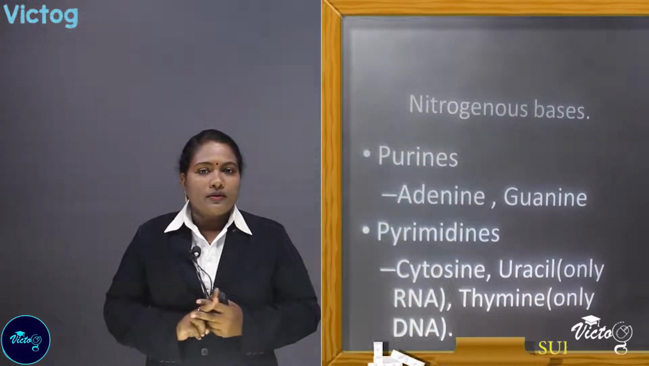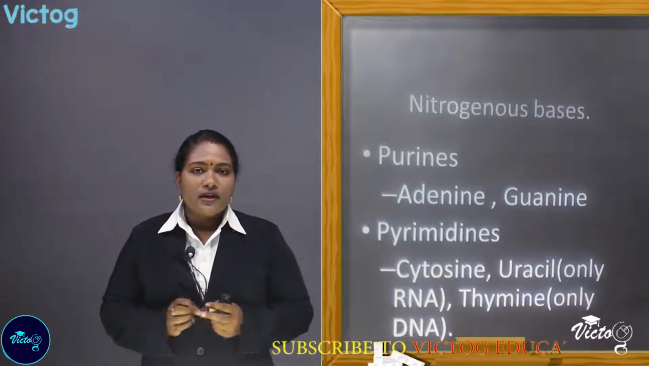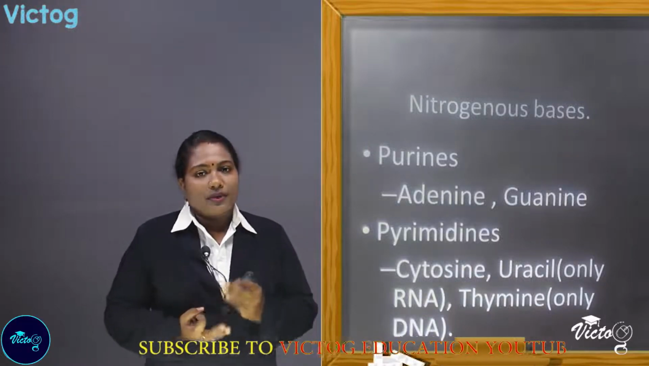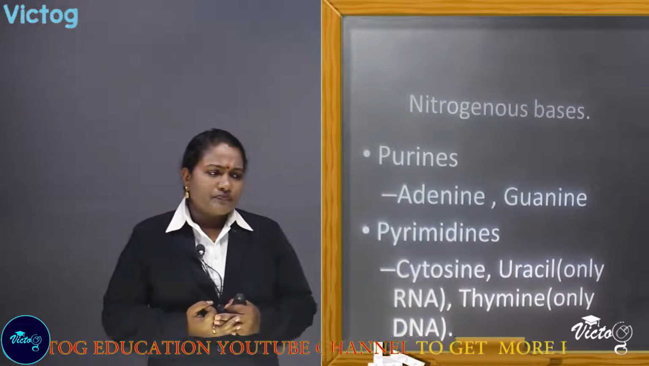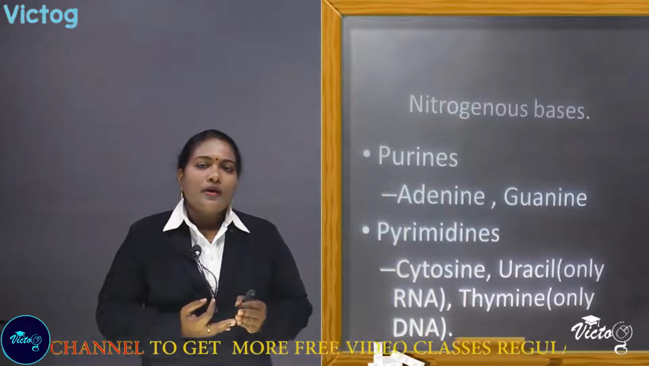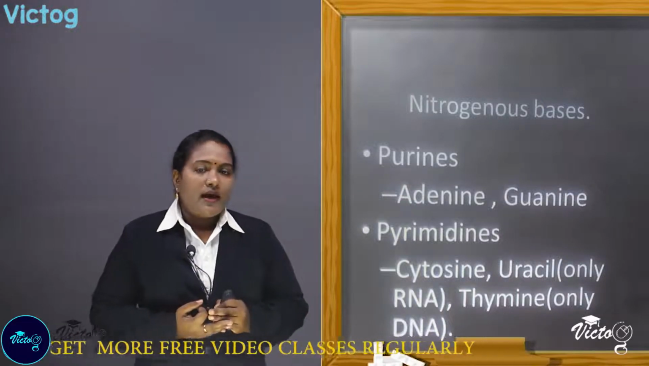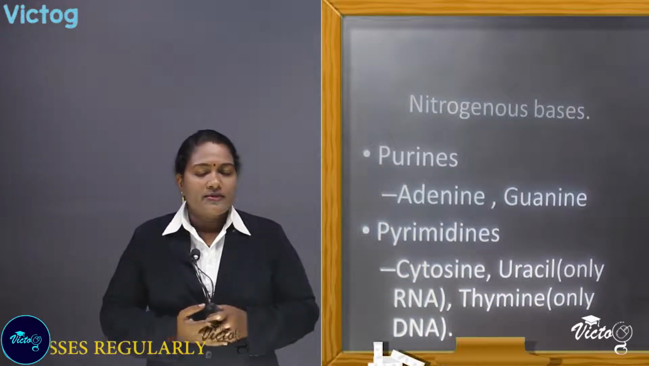Pyrimidines are of three types: cytosine, uracil, and thymine. Cytosine is present in both DNA and RNA, but uracil is found only in RNA and thymine is found only in DNA. These are the nitrogenous bases.